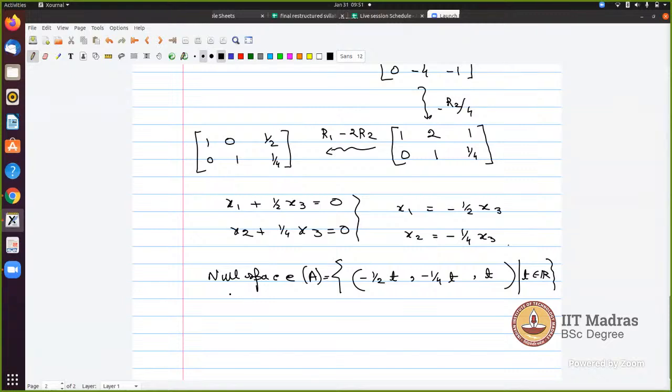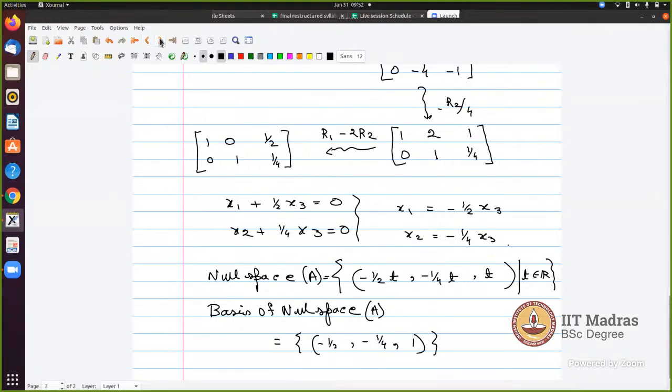Okay. So first of all, what is the basis of this null space? Can you give me a basis? Minus 1 by 2, minus 1 by 4, or 1. So I can take t as 1. So minus half, minus 1 by 4, 1 forms a basis of this null space.